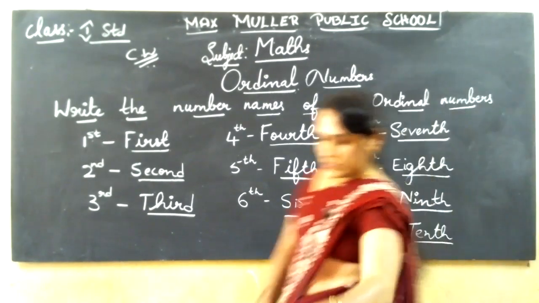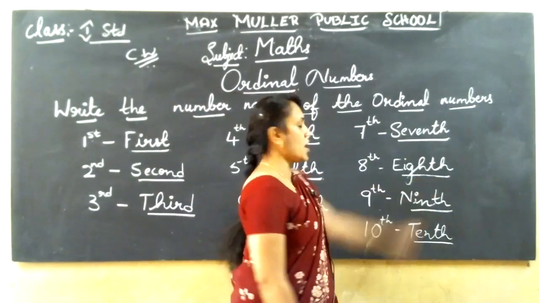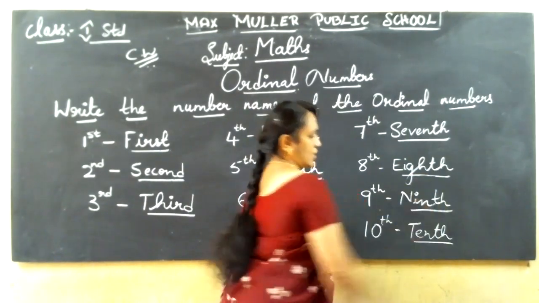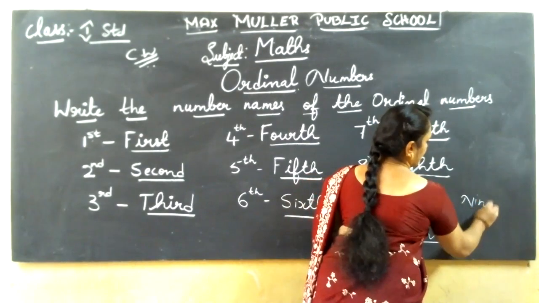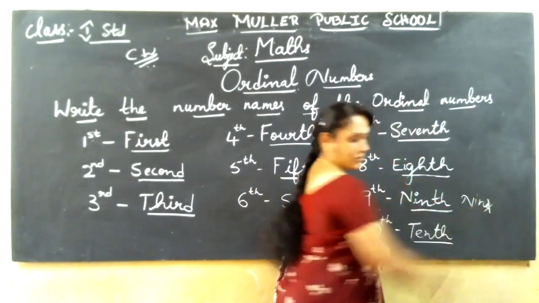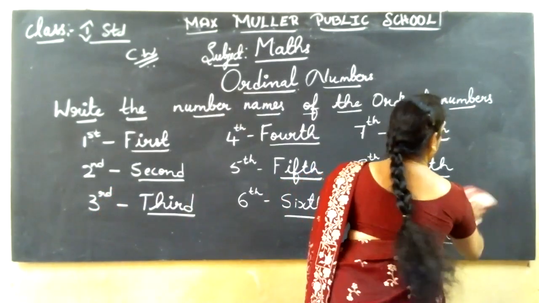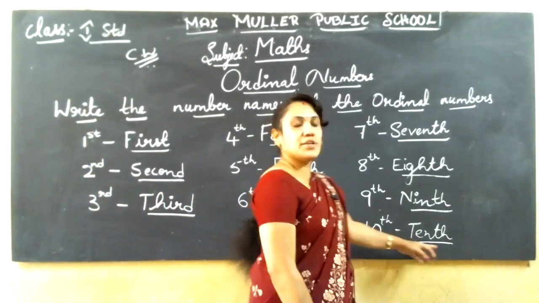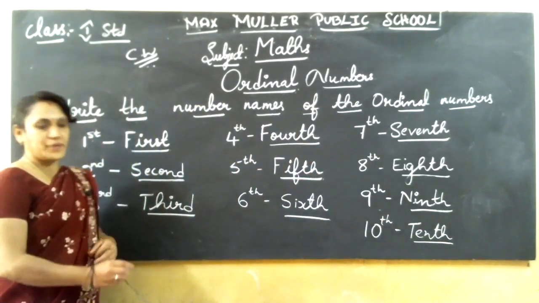Yes. So continue. Eighth, E-I-G-H-T-H, eighth. Ninth, N-I-N-T-H. Okay, the spelling of nine you know, N-I-N-E, but when you write in the ordinal numbers, E will not come. Only N-I-N-T-H, ninth. Then tenth, T-E-N-T-H, tenth. So once again, you want me to say?